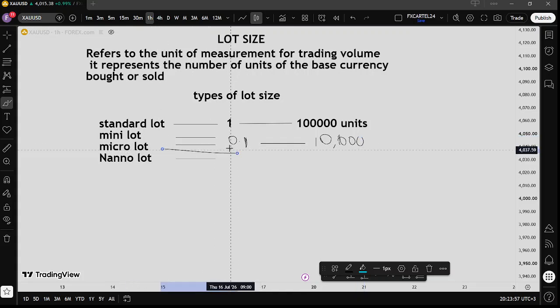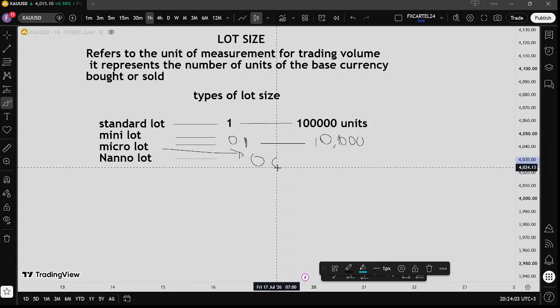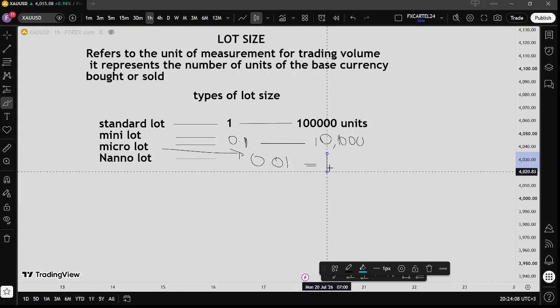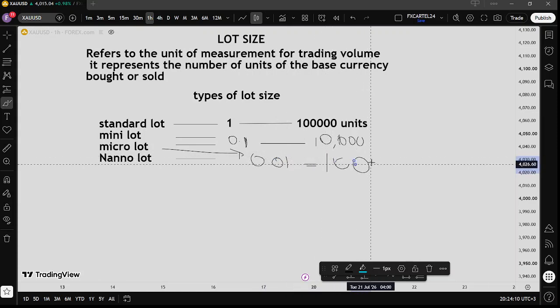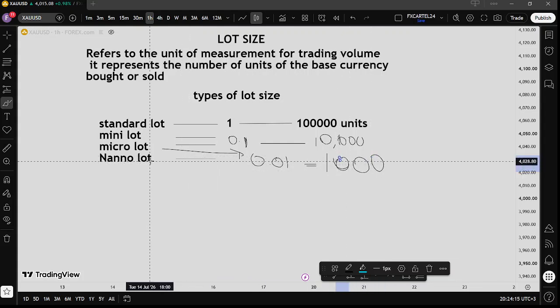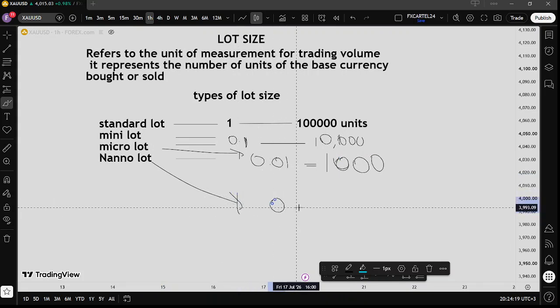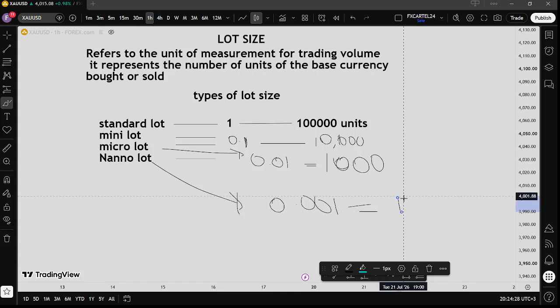Then a micro lot is anything that starts at 0.01, and its units are at 1,000 units. You're understanding, eh? Then a nano lot starts at 0.001, and its units are at 100 units.